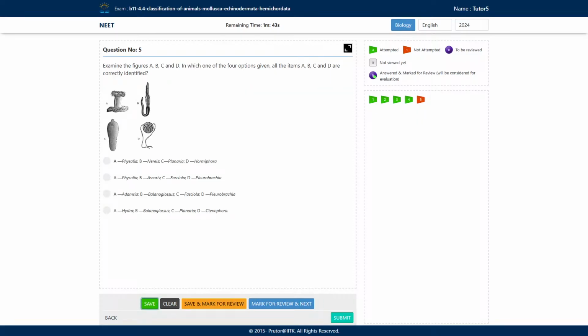Now here the image is given to you. So examine the figures A, B, C, D. In which one of the 4 options given are all the items A, B, C, D correctly identified? So you have to identify what is A, B, C, and D. You have these 4 options. You have to choose the correct answer for these options.